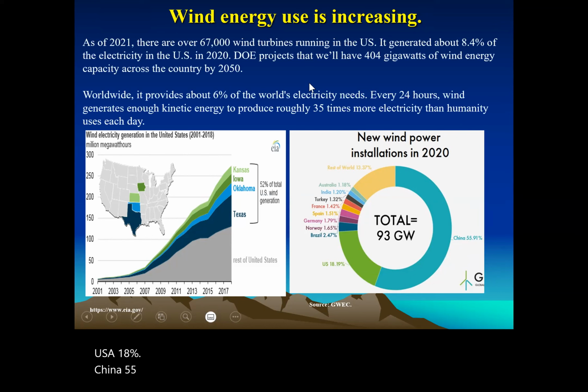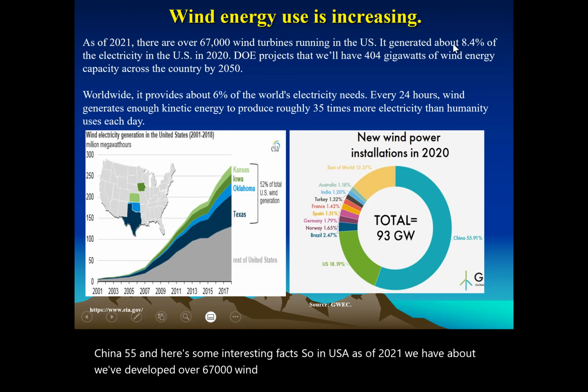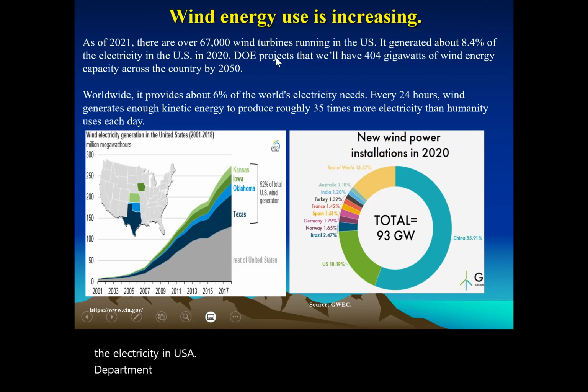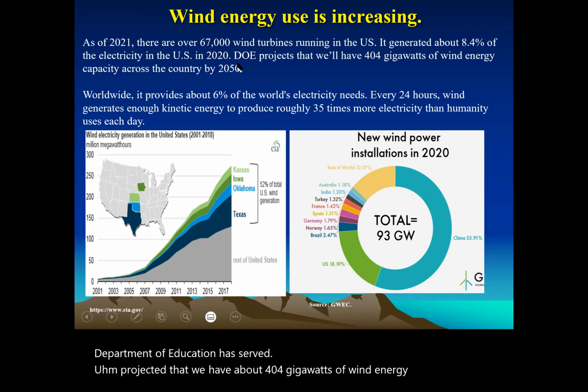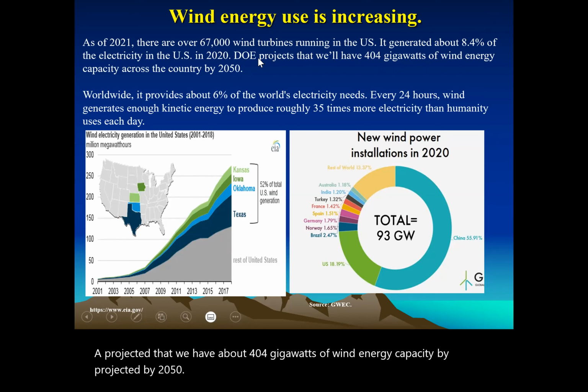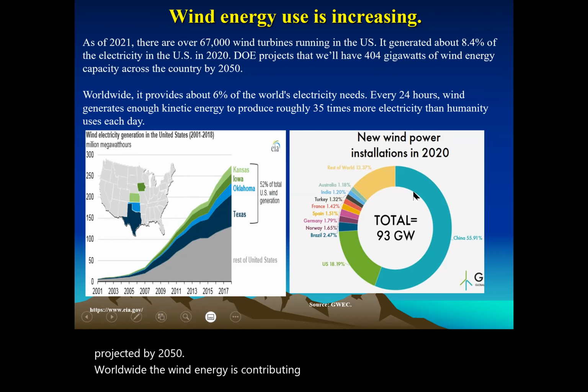And here are some interesting facts. In the USA, as of 2021, we've developed over 67,000 wind turbines, and it is contributing about 8.4% of the electricity in the USA. The Department of Energy has projected about 404 gigawatts of wind energy capacity by 2050. Worldwide, wind energy is contributing 6% of the world's energy needs.